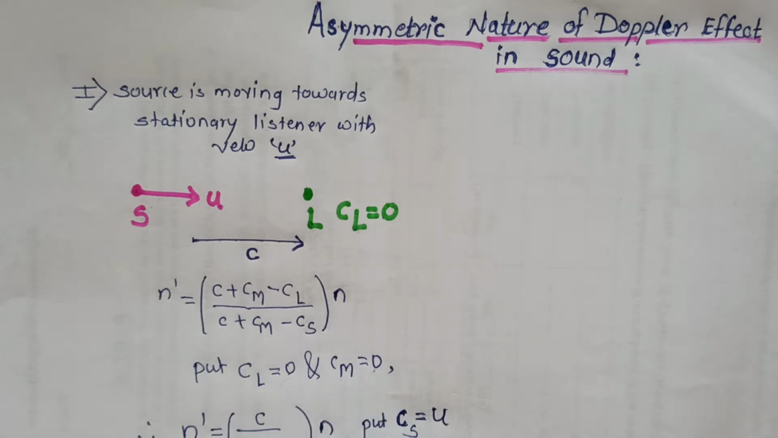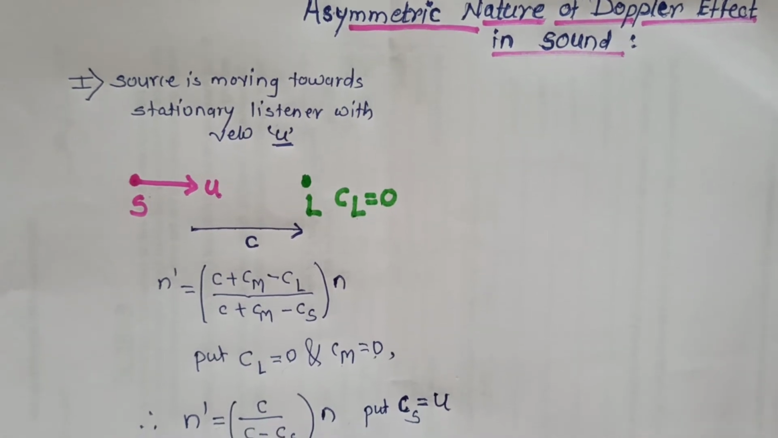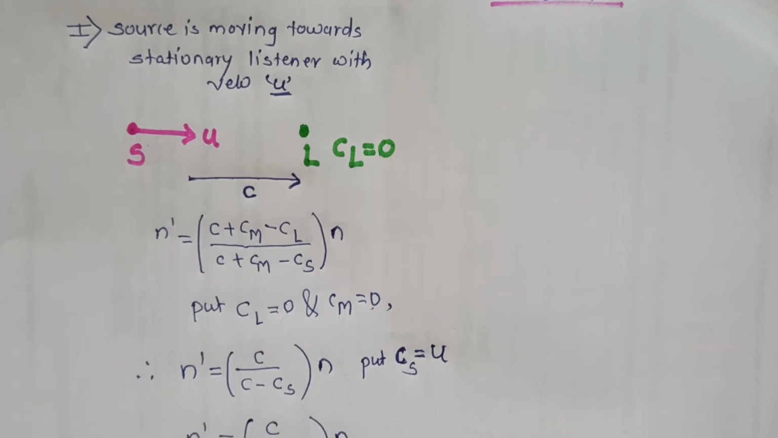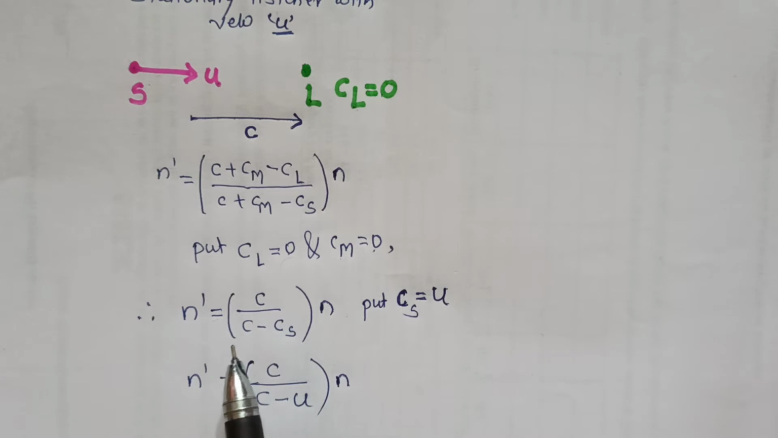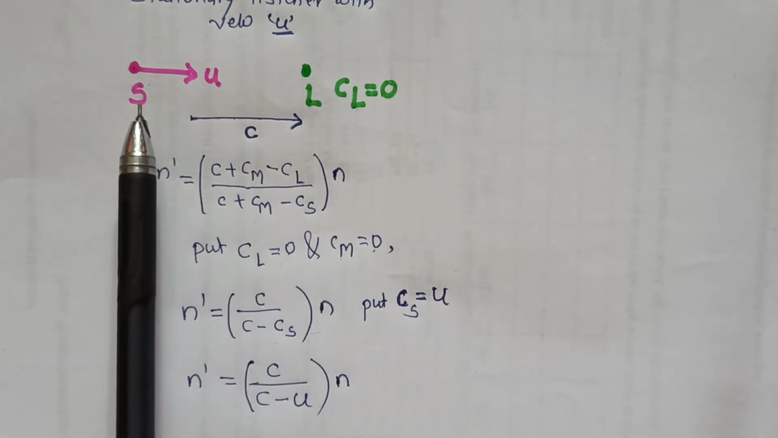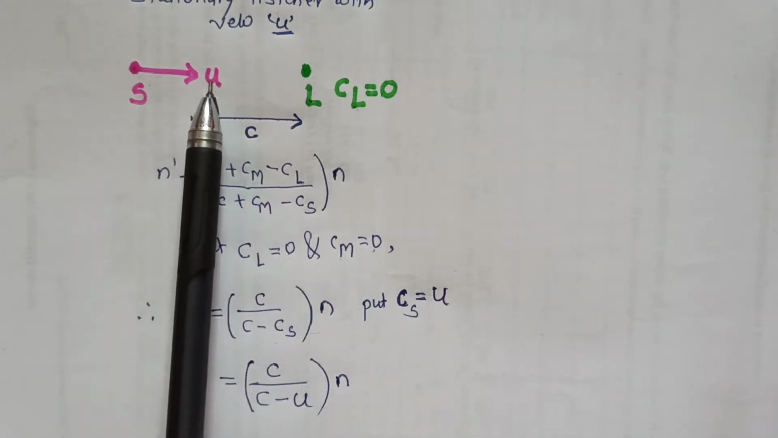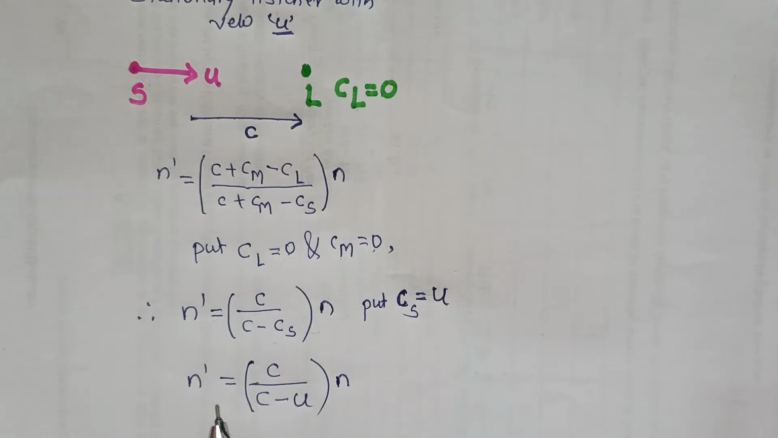Then the relation for apparent frequency becomes n dash is equal to C divided by (C minus Cs) into n. Again put the velocity of Cs, that is u. Then we have n dash is equal to C divided by (C minus u) into n. Consider this as equation number 1.